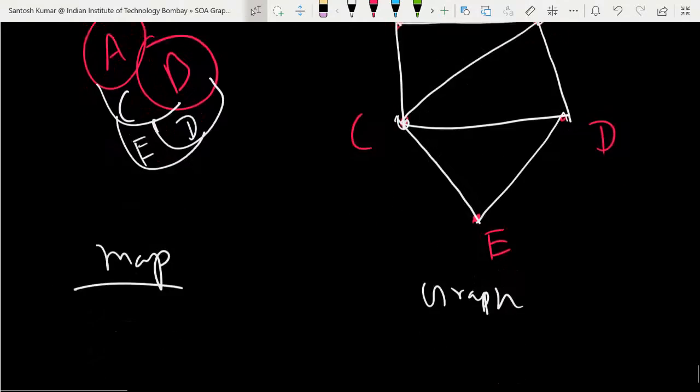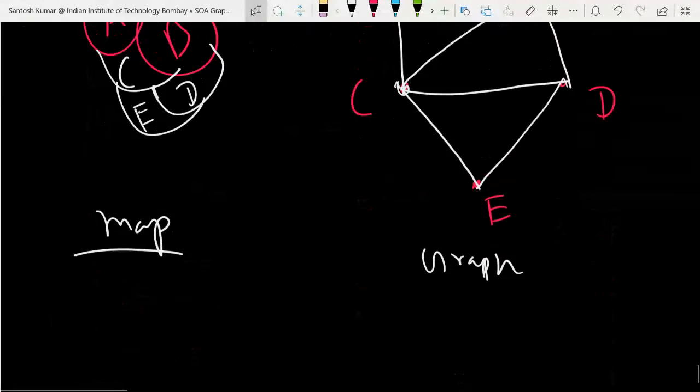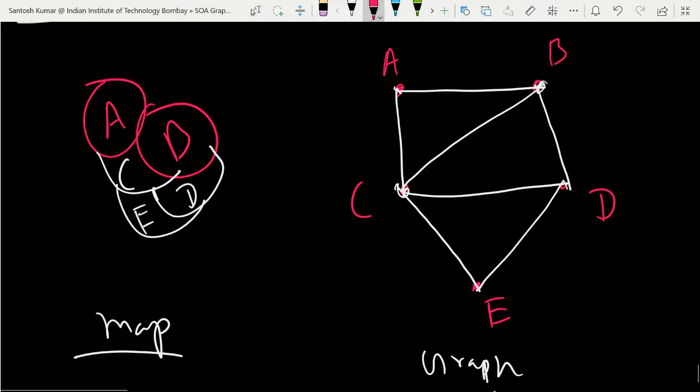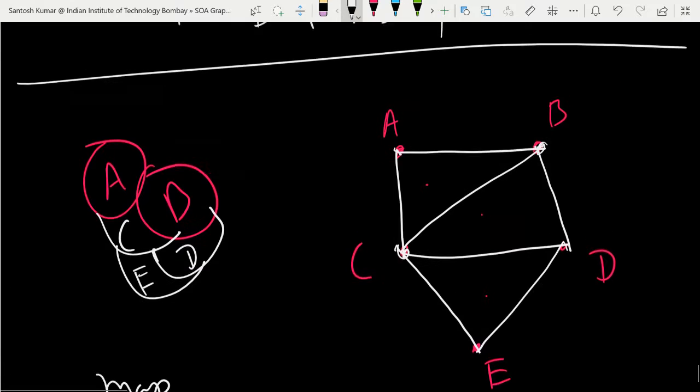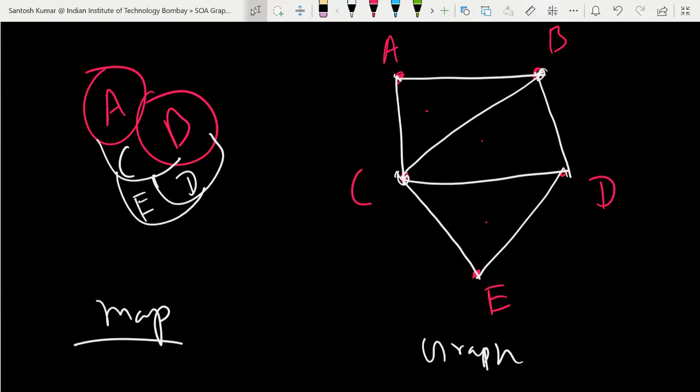So this is the motivation behind this chapter, and we'll see that. Actually, what we do is convert the map into a graph. You can take a world map and take the different countries as the vertices of the graph. When two countries share a boundary, you take that as an edge between them.